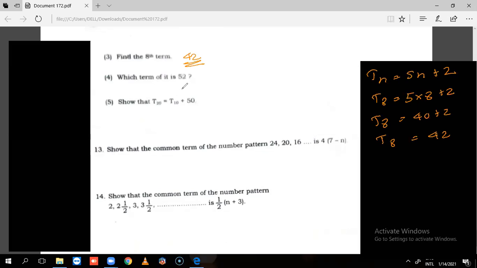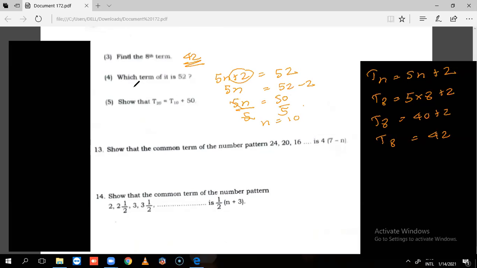Which term of it is 52? It is asking 52 is in which term. Then there is no problem: 5n plus 2 equals 52. Then you can write 5n equals 52 minus 2. When plus 2 goes to this side it becomes minus 2. 5n equals 50, divide by 5, divide by 5. n equals 10. Which term? The 10th term.